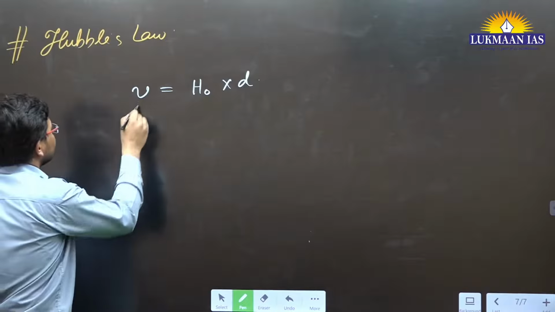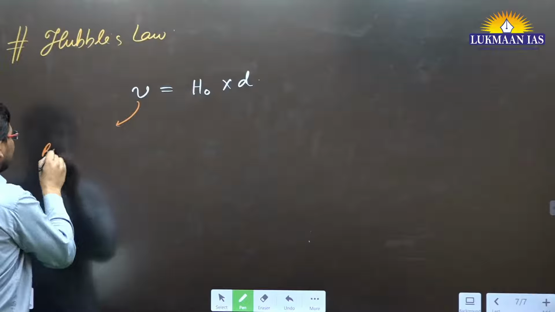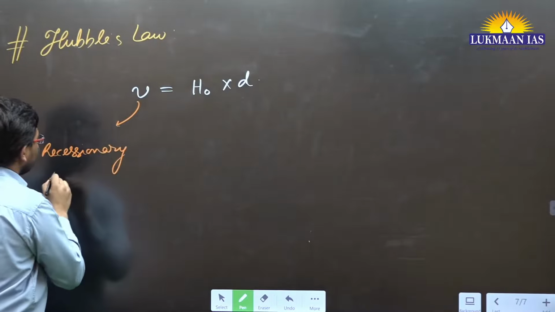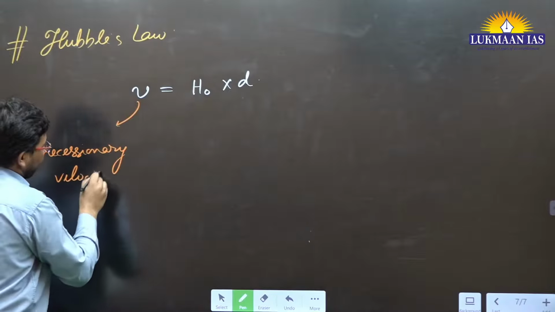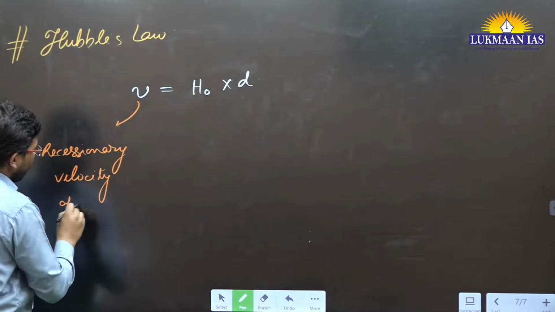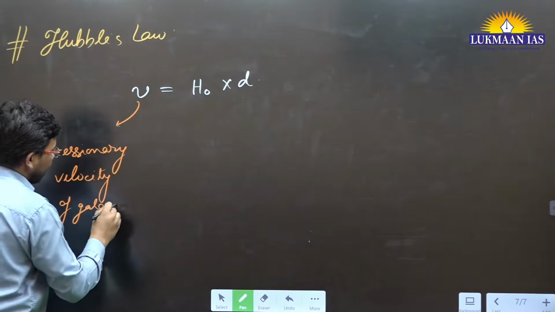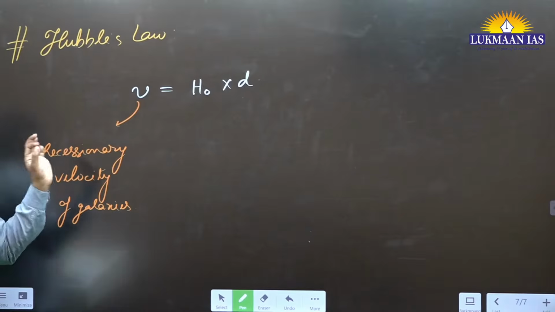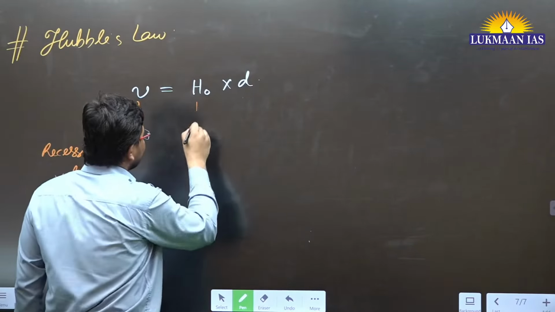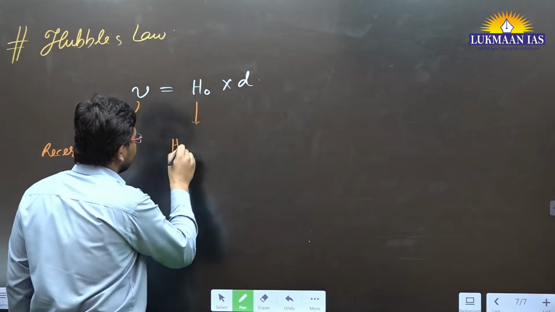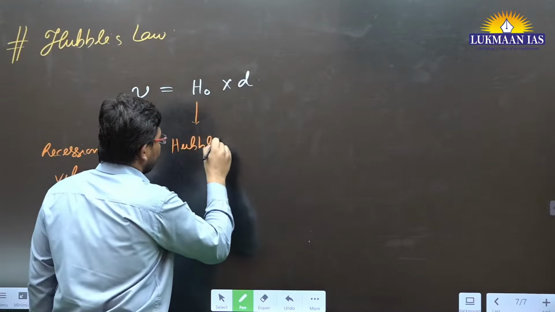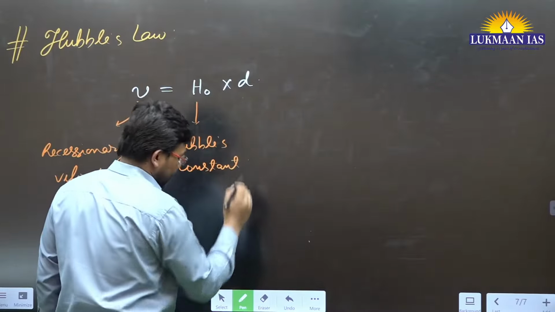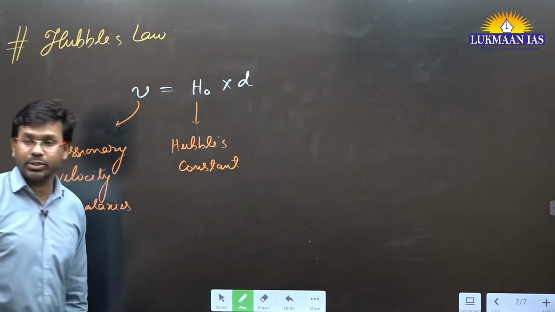V is known as the recessionary velocity of galaxies, of the objects that are there in the universe. And this H naught is known as Hubble's constant.